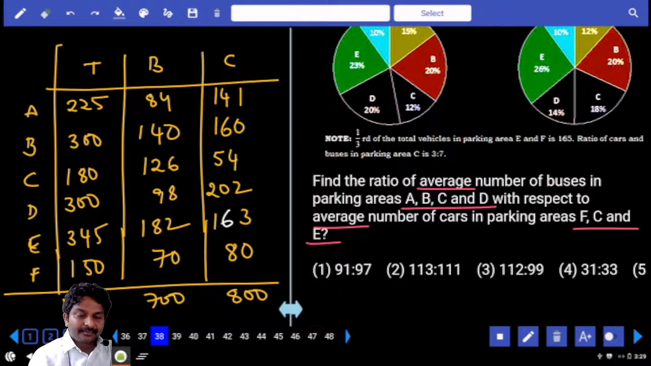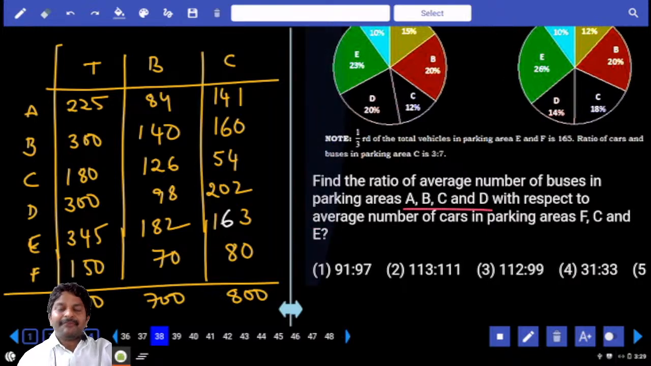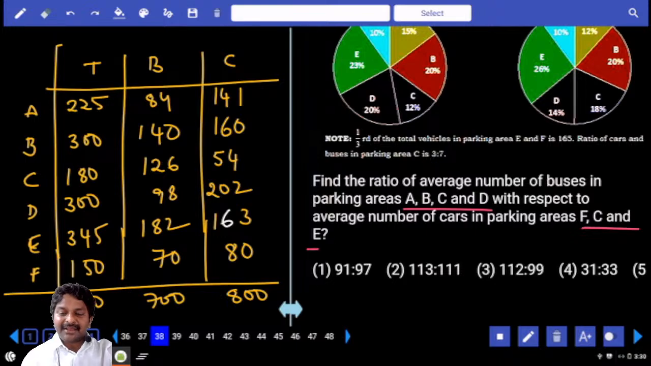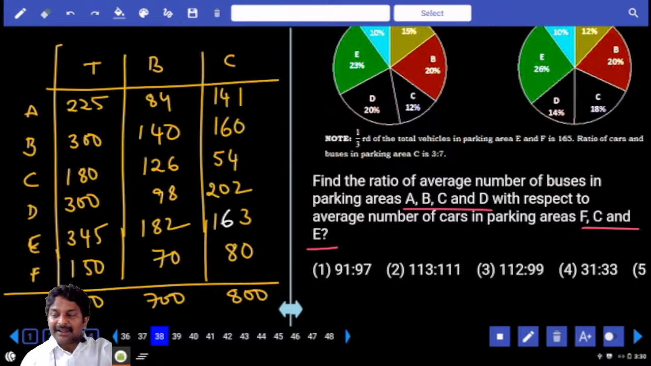The point I am saying is that in both cases we have average, but here we have 4 items, the other case we have only 3 items. If number of items are same, denominator is not really required, but because they are different, we should write the denominator 4. For the other case we have only 3. Now let's add cars in F, C and E.